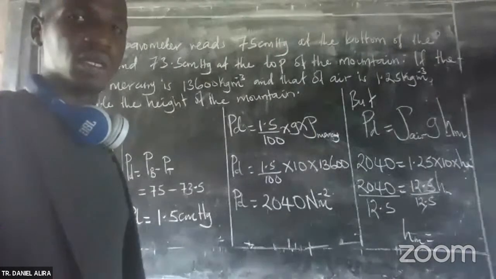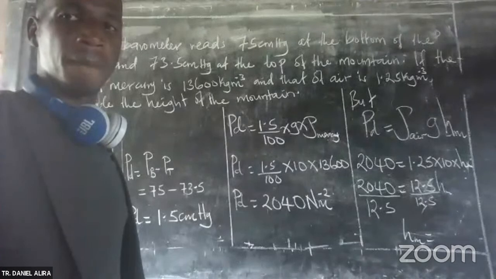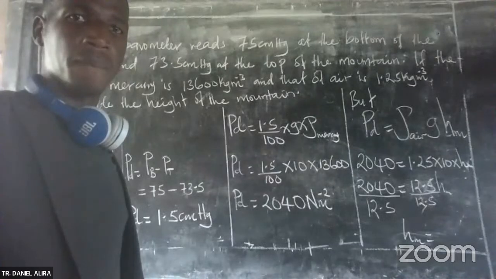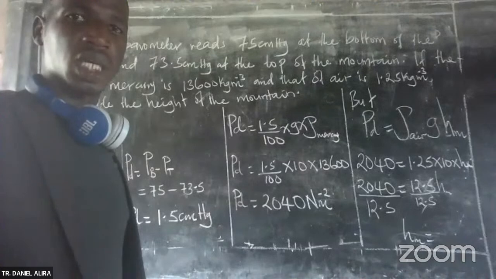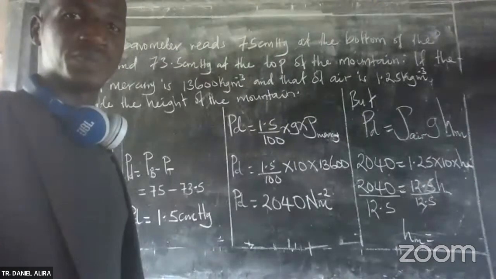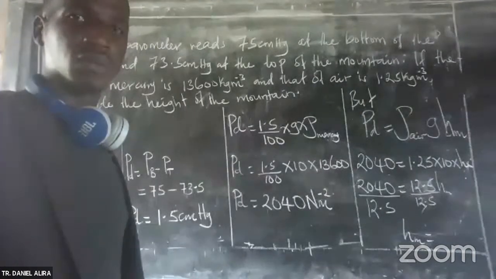Sheena Shari. Excuse me, teacher, I've not understood. Sheena Shari, your network is not clear. Yes, Joshua. Understood.